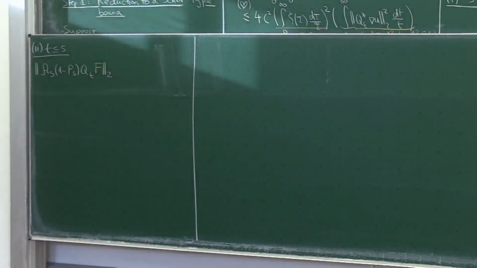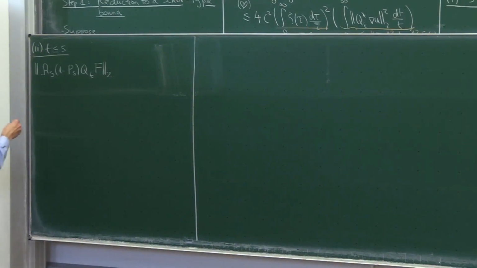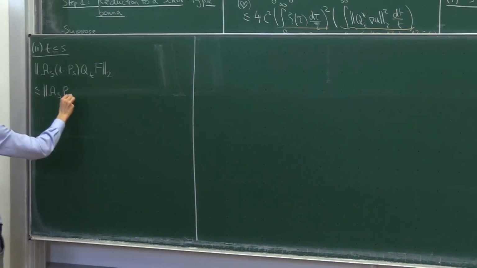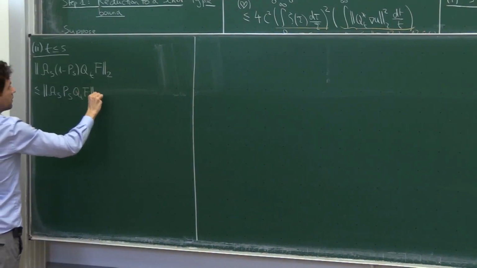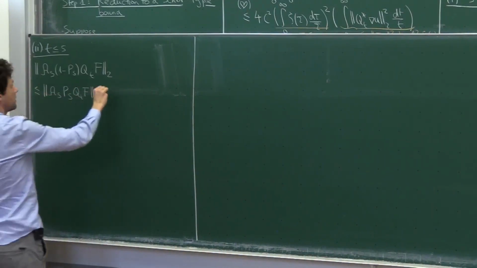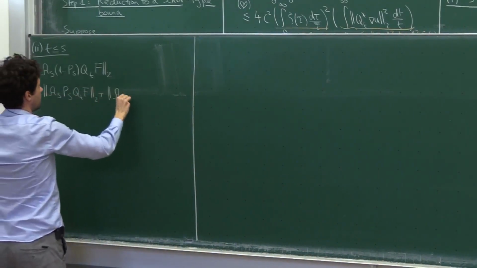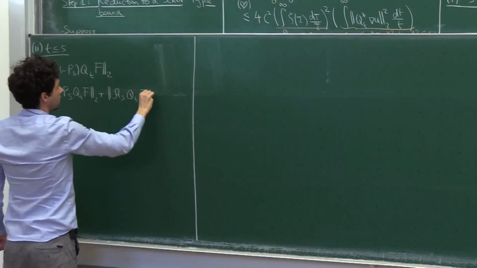Now, what should I do? I wrote you down this formula, so I would be stupid if I would not try to use it. And then I introduced the formula in the most brutal way. I just used the triangle inequality. I make it AS PS QT F plus AS QT F.